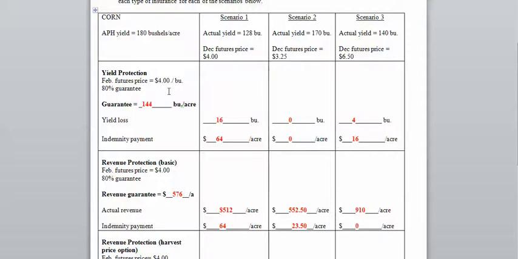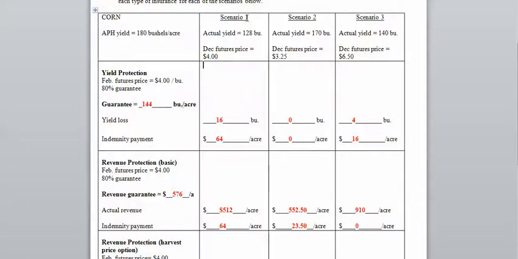Okay, in the yield protection example here, we have a February futures price of $4 a bushel with an 80% guarantee. As I said, our APH, or actual production history, is 180 bushel per acre. If we take 180 bushel per acre times 80%, that gives us a yield guarantee of 144 bushel per acre. Now remember, in yield insurance, we are only protected for a drop in yield, some type of natural cause that causes us to have a low yield for some reason. So remember, we have a guarantee of 144 bushel per acre yield.